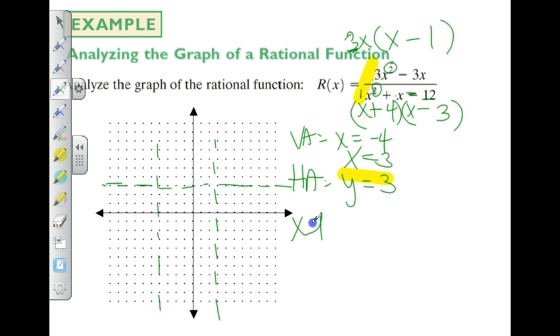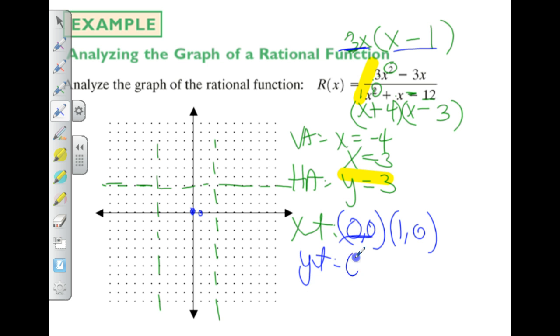The x-intercept would be, let the numerator equal 0. So this would cause 3x to equal 0 when x is 0. So (0, 0) is an x-intercept, and this is my other x-intercept when I set that equal to 0. So I have two x-intercepts. And by the way, if (0, 0) is an x-intercept, guess what? The y-intercept is also (0, 0), because I've already defined it.